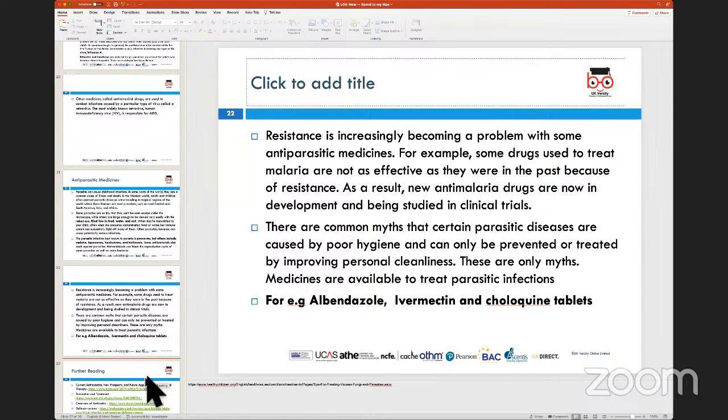Yeah, anybody? So we will use antivirals. If it's a bacterial infection, then we will use antibiotics. Antibiotics, very good. If it is a fungal infection, then we use antifungal. And if it's a parasite, then it will be anti-parasitic medication that we will use.